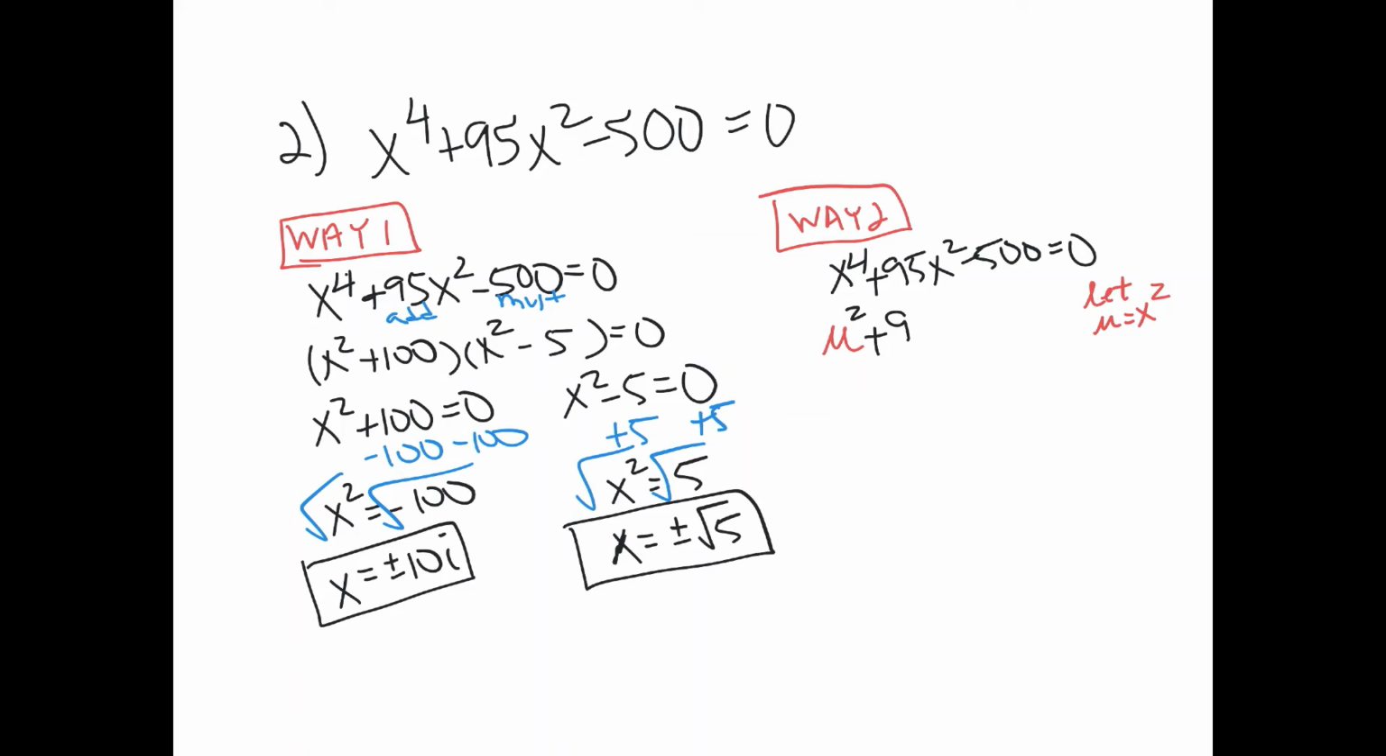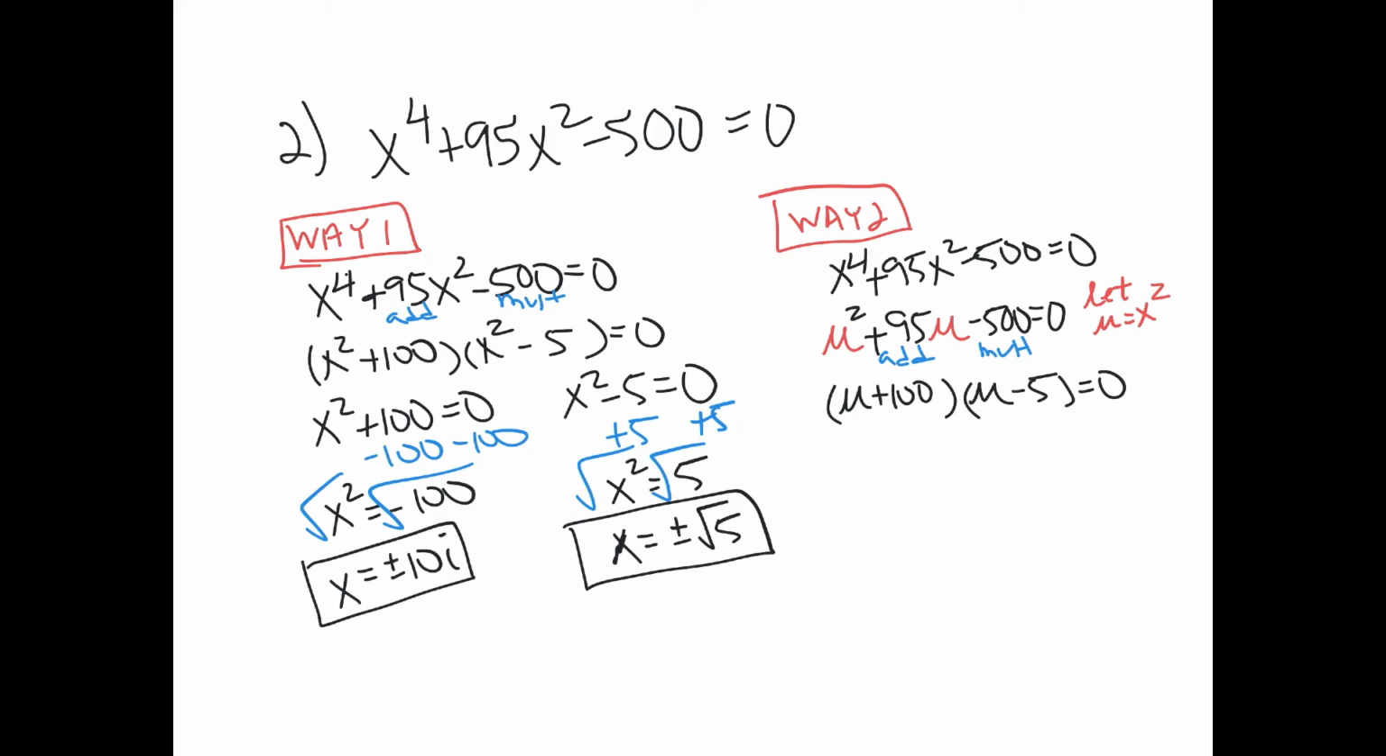So I'd have u squared plus 95. Well, what is x squared? x squared, we're now calling u. So now I do have a quadratic. u squared plus 95u minus 500 equals 0. I can now factor my quadratic trinomial, parenthesis, parenthesis. So again, the only way to get u squared is u times u. I am still looking for two numbers that multiply to negative 500, but add to 95. Those two numbers would still be positive 100 and negative 5.